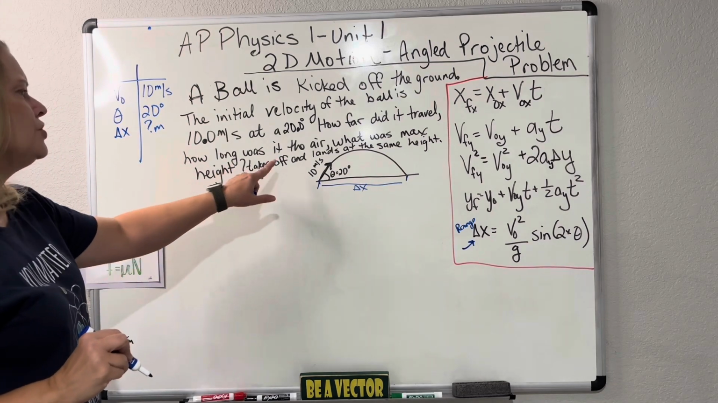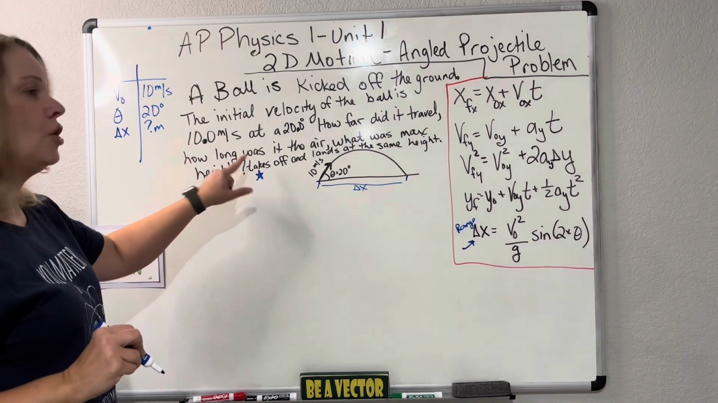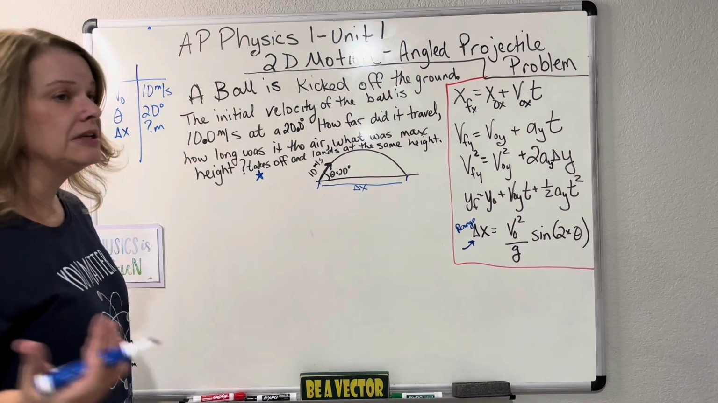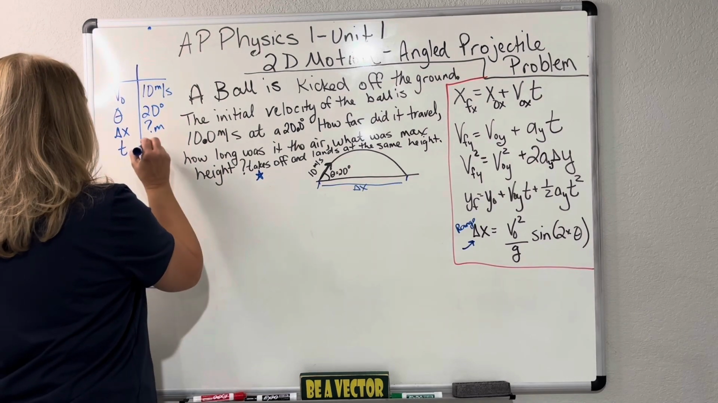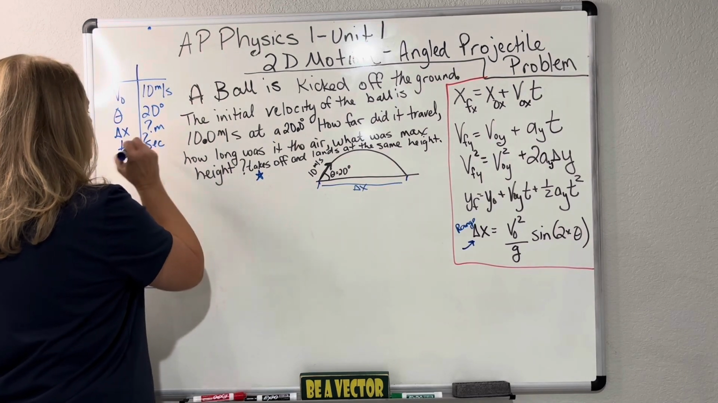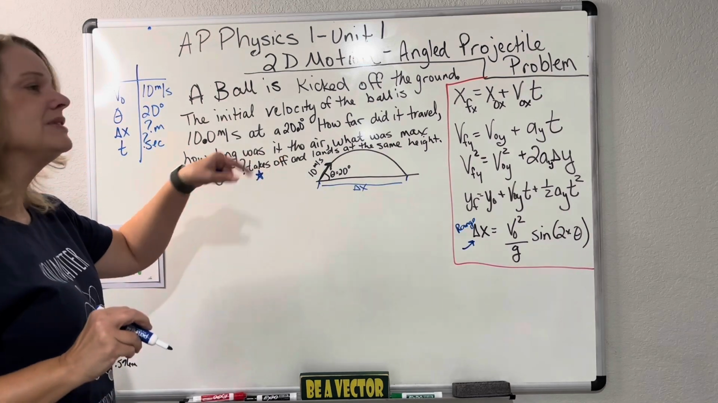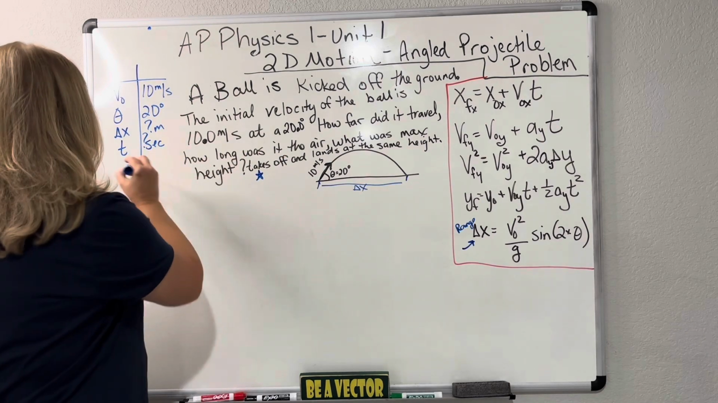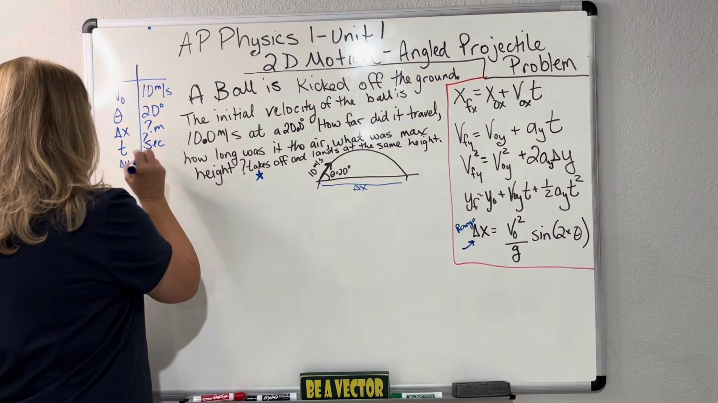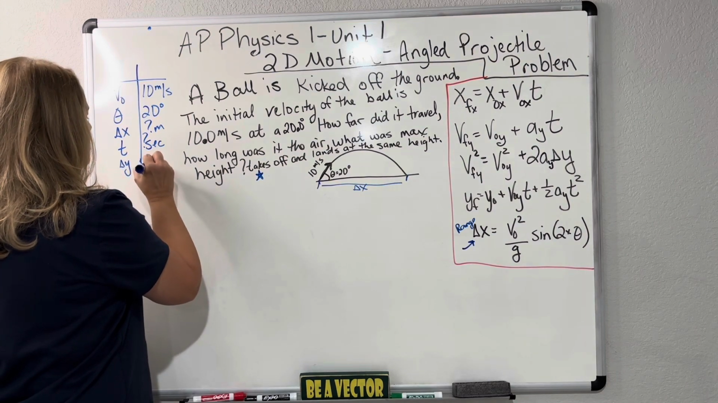And then it wants to know how long was it in the air. How long means time. So that's going to be time in seconds when we find that. And then what was its max height? That's going to be its delta y. All right, and that's going to be in meters when we find that.